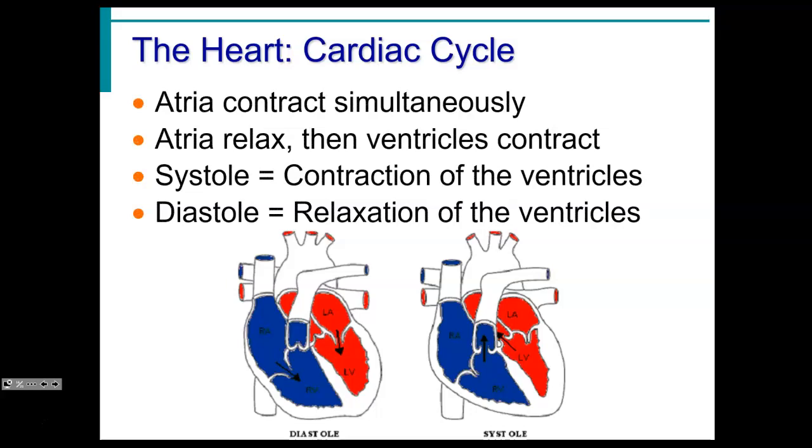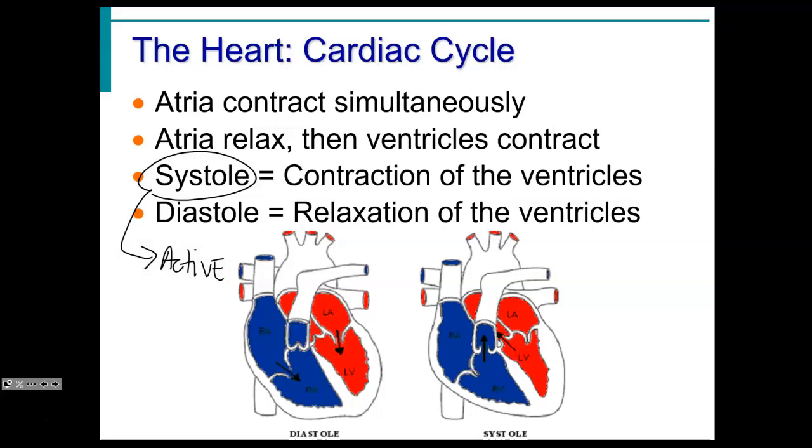Cardiac cycle. Atria contract simultaneously, atria relax, and then ventricles contract. So that's what I was just referring to earlier, the atria contracting and then the ventricles contracting. When the contraction of the ventricles is occurring, that's called systole. So if you see the word systole, this is the active phase of the heart, systole.